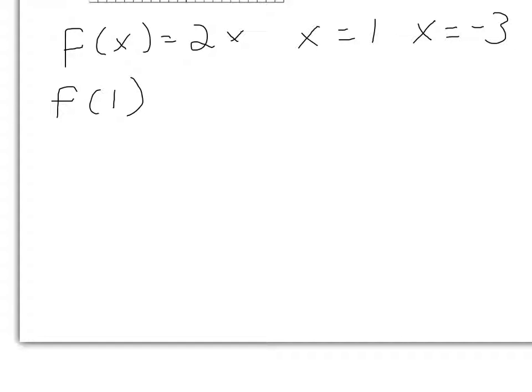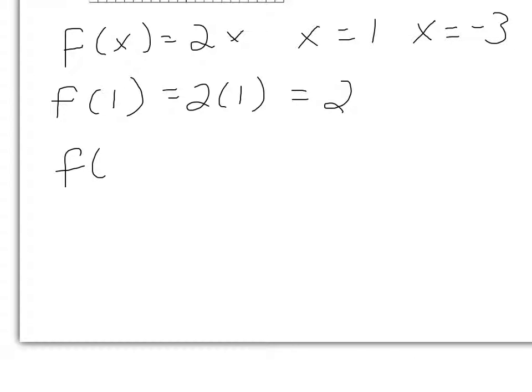So f of x equals 2x. I'm going to find the value of the function when x equals 1 and when x equals negative 3. So f of 1. Wherever I see an x in the function, I'm going to put a 1. f of 1 equals 2 times 1, and 2 times 1 is 2. So f of 1 equals 2. It's exactly what we were doing when we made the graph. If x equals 1, we found that y was 2. But now we just use this different notation that means we've shown it to be a function.